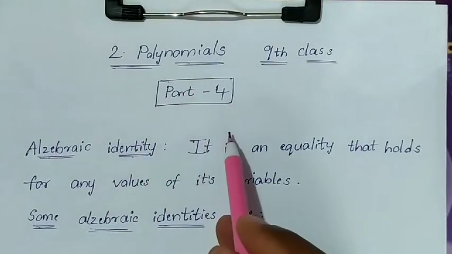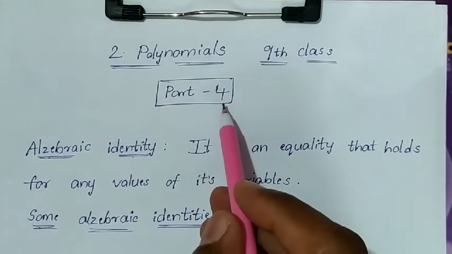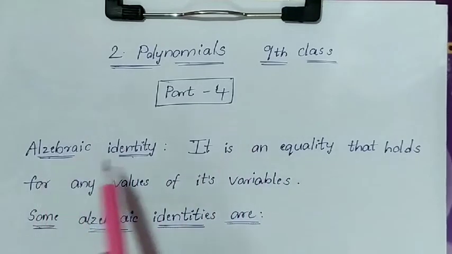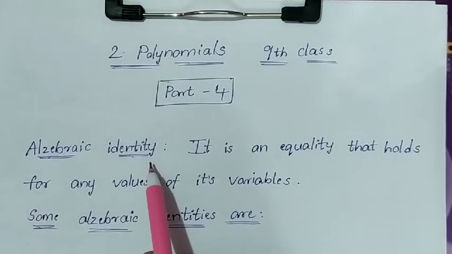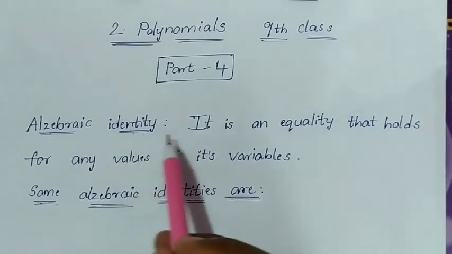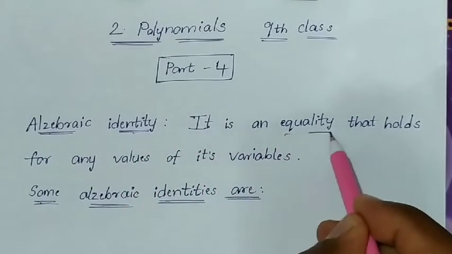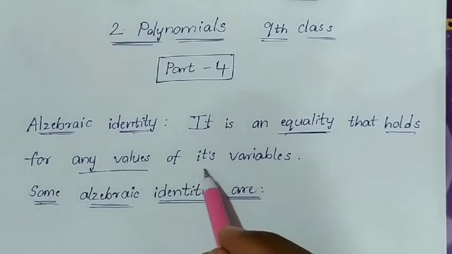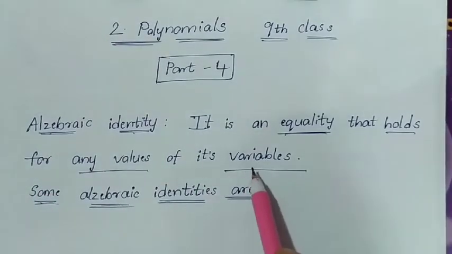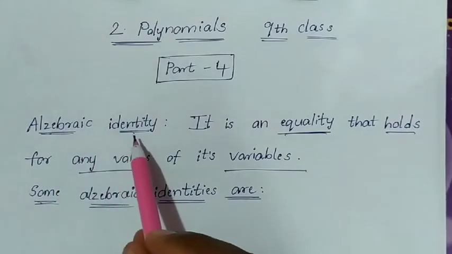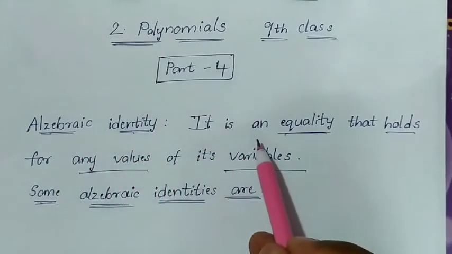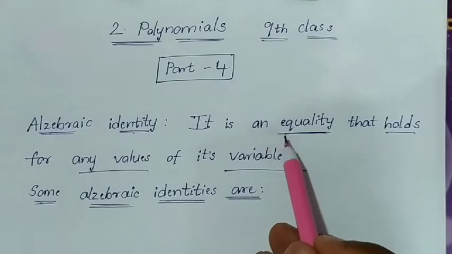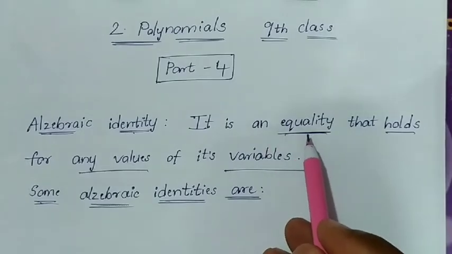Polynomials Part 4. In this Part 4, we discuss algebraic identities. What is an algebraic identity? It is an equality that holds for any value of its variable. That means an algebraic identity is an equation which is true for all the variables in it. In this, we can take any value for the variables and it is true.